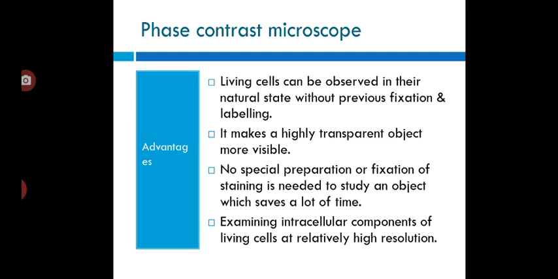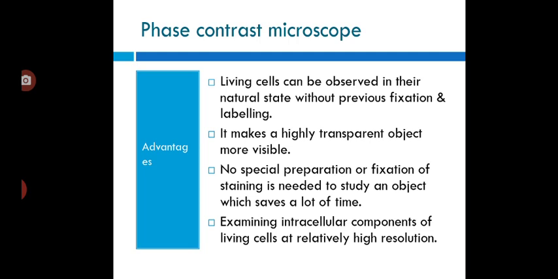Next, it makes a highly transparent object more visible. That means there are some structures which are very thin, which cannot be seen under a normal light microscope, or they become too transparent, right? But in the phase contrast microscope we can see such structures which are highly transparent under an ordinary light microscope. Next, no special preparations or fixation or stain is needed to study an object, which saves a lot of time.